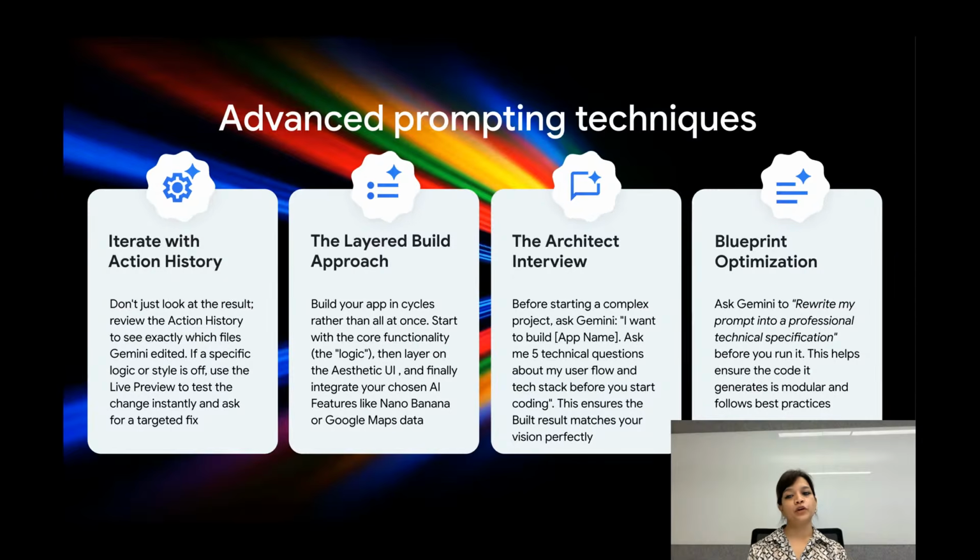The next one is blueprint optimization. So we write the prompt, great, amazing prompts you've written. Now ask the agent or the vibe coding tool to rewrite your prompt into a professional, detailed technical specification before you run the actual build phase, because this ensures that the code or the application that is generated is modular in nature and follows engineering best practices and also gets your approval before you get started.